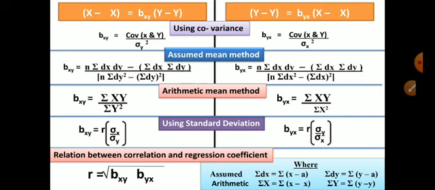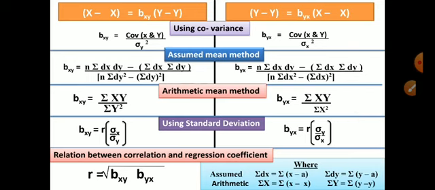Whenever the standard deviation is given, we have one more formula. bxy is r into rho x by rho y. Similarly, byx is r into rho y by rho x.